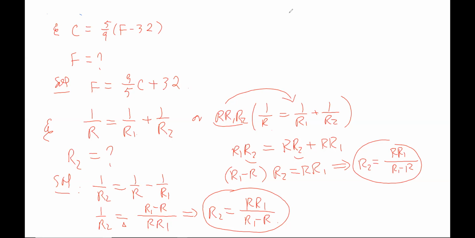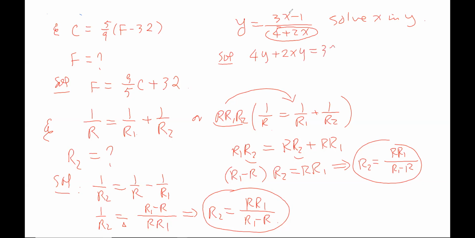So suppose I have y equal to 3x minus 1 over 4 plus 2x. Solve x in terms of y. How do I solve x in y? So x is in the denominator. You have to bring it up, right? How do I solve this? Multiply 4 plus 2x to both sides. Right, so you get 4y plus 2xy equal to 3x minus 1.